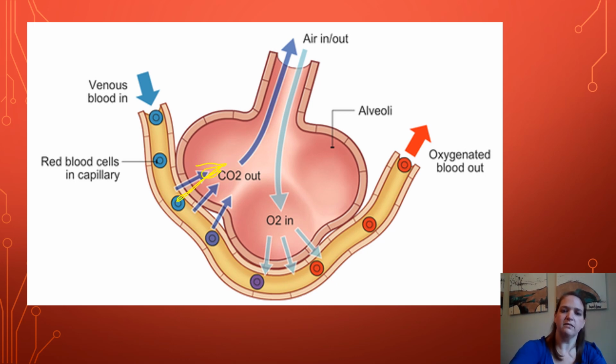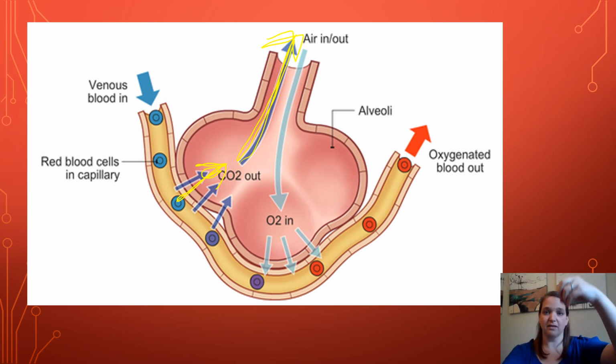carbon dioxide. So carbon dioxide has hitched a ride in the bloodstream, and it is now jumping off and leaving the body, right? Because it is a waste, our body doesn't need it.